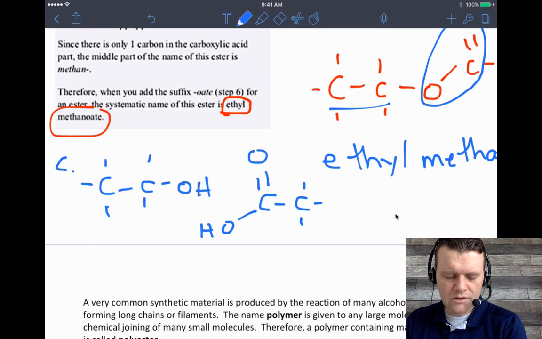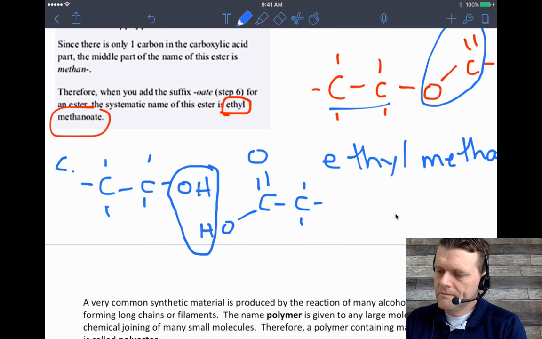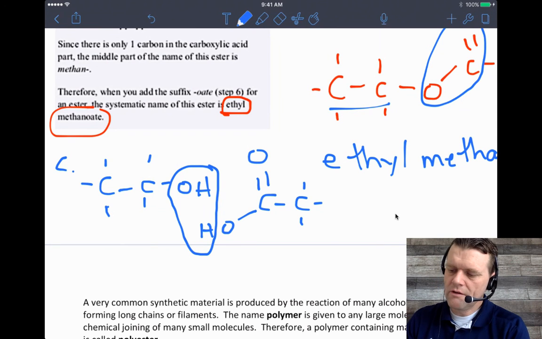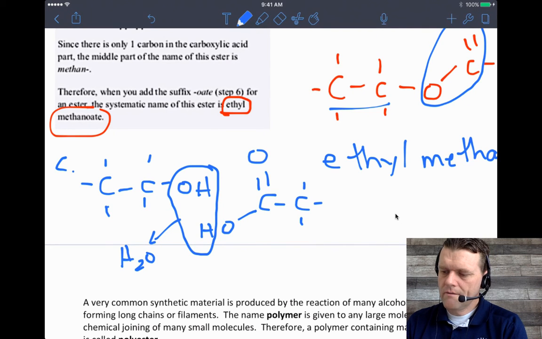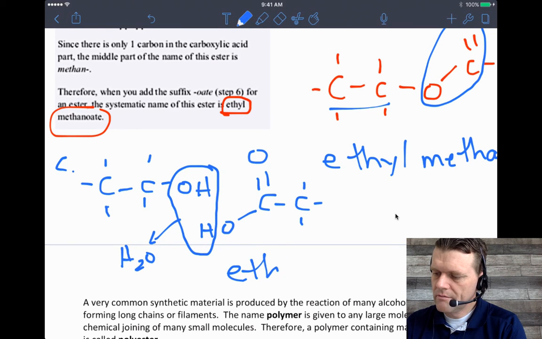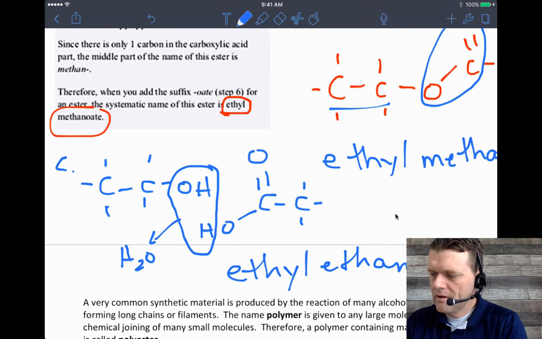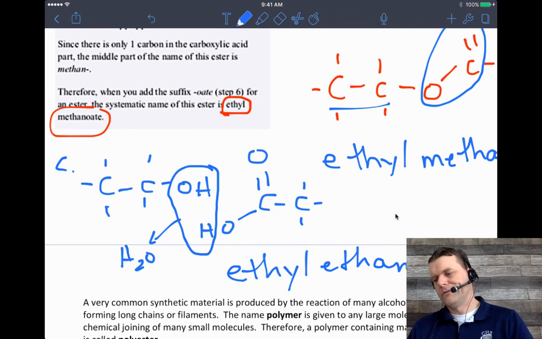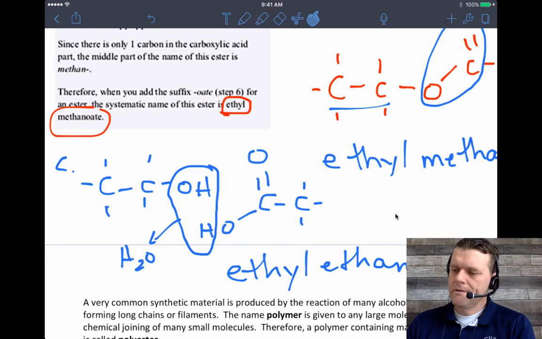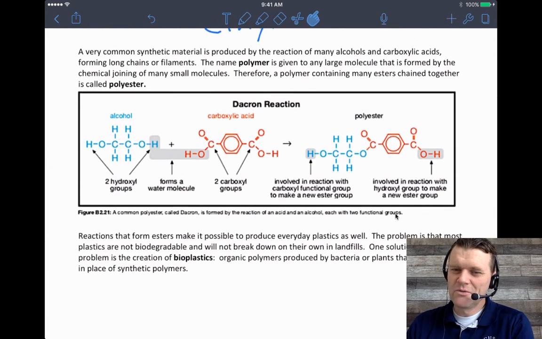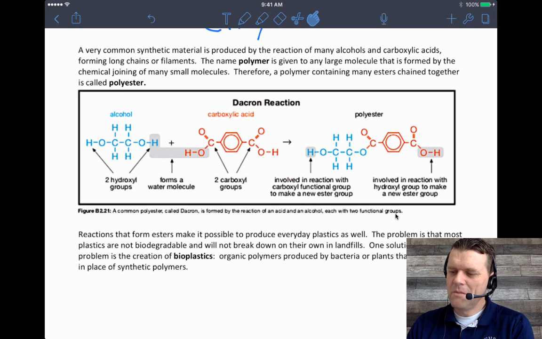So the catch here is basically it's these hydrogens and the 1 oxygen, they form water. And then we're left with the ester. So in this case, we're using both ethane, like 2 carbons together. So it'll be ethyl ethanoate for that ester.